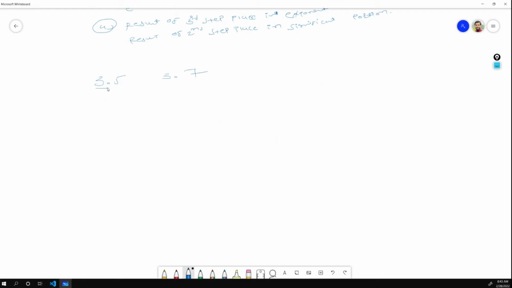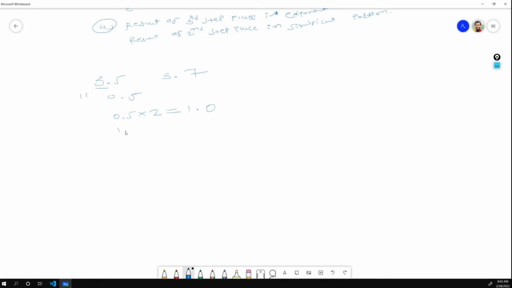So first, what is the binary of 3? 11, right? 11. What is the binary of 0.5? We have to find the binary of the fractional number. So what we have to do? 0.5 multiplied by 2. What is my value? 1.0. So the binary of 0.5 is 1, 0.